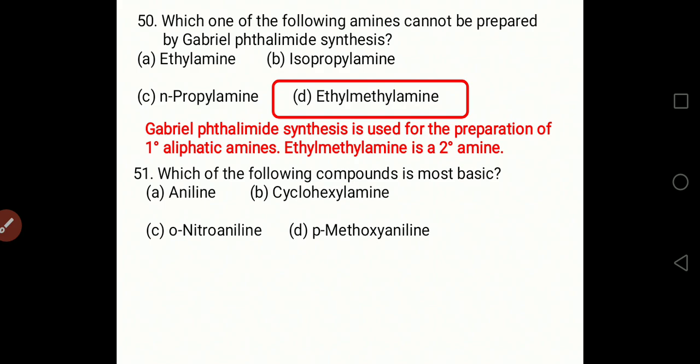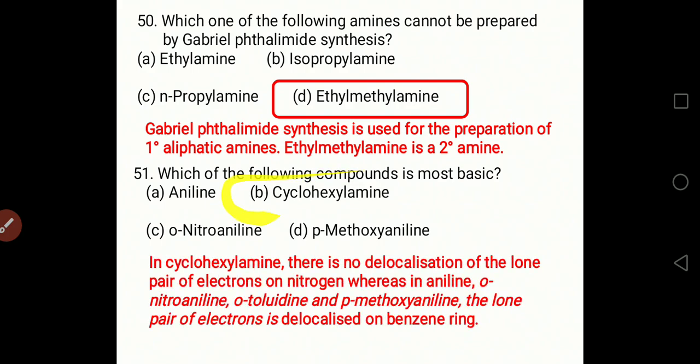51. Which of the following compound is most basic? So most basic means, remember, on nitrogen the lone pair of electrons should be available for donation. So in this case what happens is, in the cyclohexyl amine, this is the only case where there is no resonance, but in all these three cases there is a resonance. Hence remember answer for this question should be B.